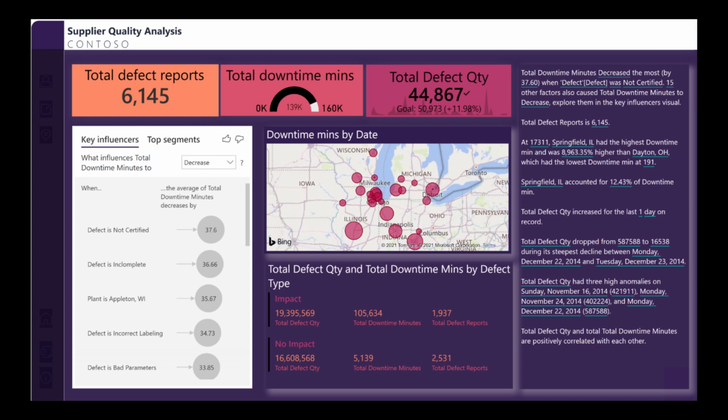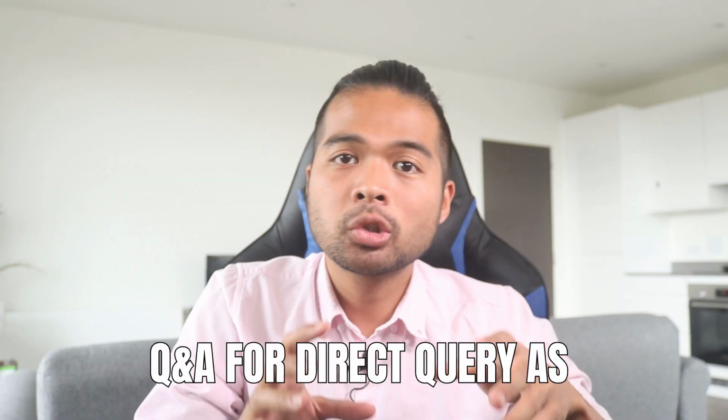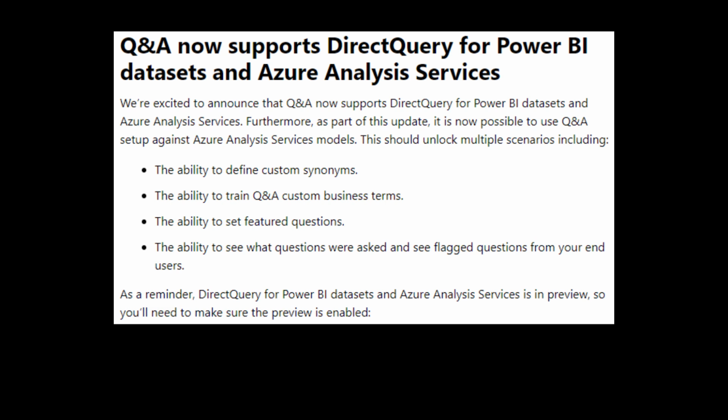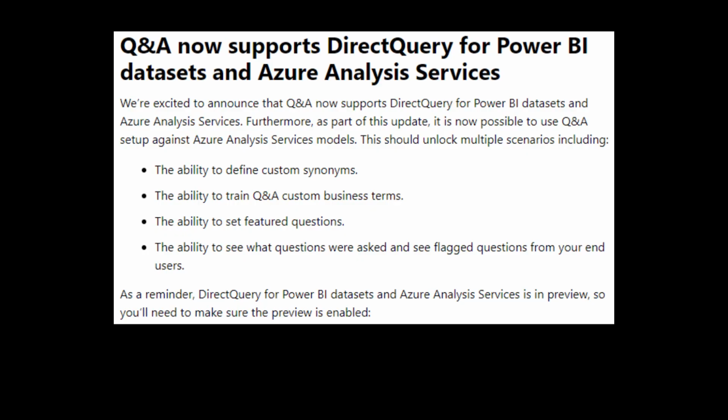The Q&A feature is now supported for direct query for Power BI datasets and Azure Analysis Services. So it's the way for you to connect to datasets in your workspace using direct query. And it seems that before, if you're using a direct query connection in your Power BI report, you aren't able to use the Q&A features. Now you're able to do that with this new update.